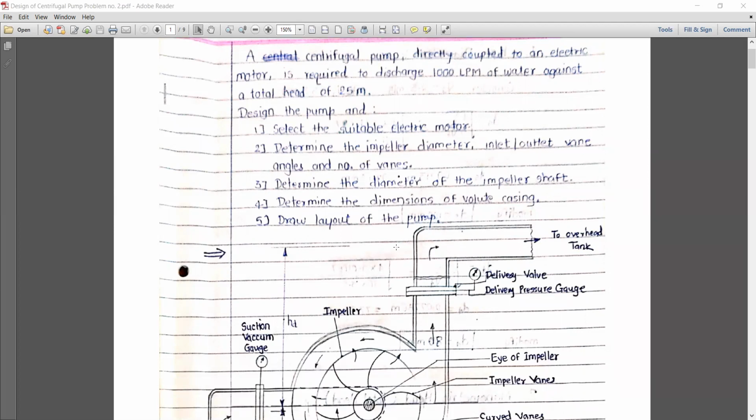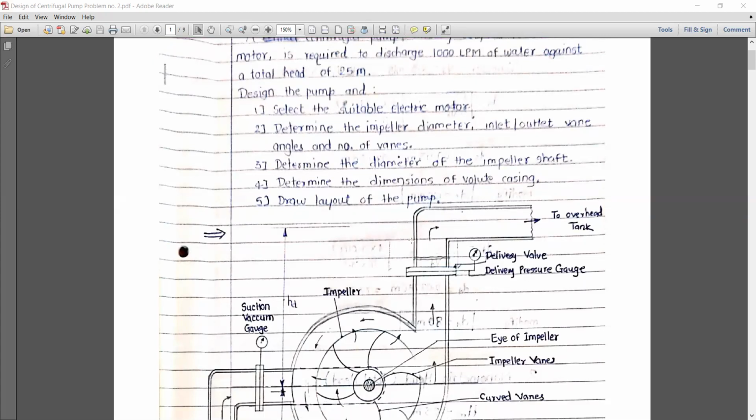Also, one more thing is given in this problem: they have directly given the total head. They haven't provided the suction pipe length, discharge pipe length, the suction head, or discharge head. Nothing is given. So our first process gets skipped, where we calculate the friction losses and all losses. That is skipped here because we do that to check and calculate the manometric head, which should not cause cavitation in the suction pipe. We check that using friction losses, velocity losses, etc.